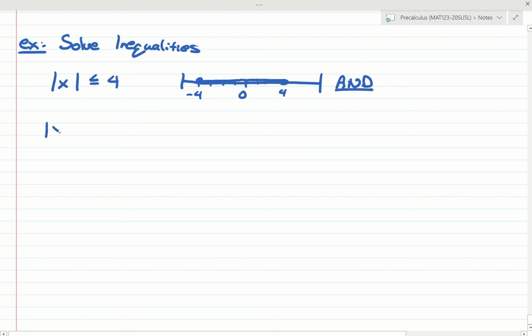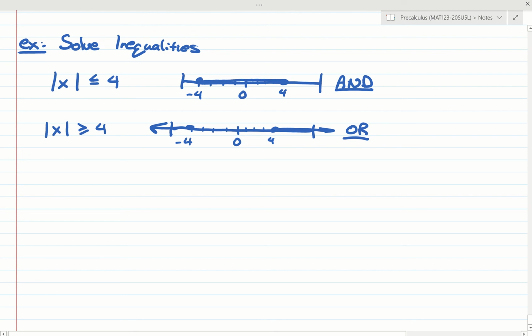What if I did the opposite? What if I said greater than or equal to 4? Well, that means on a number line, all the numbers that are greater than 4 units away from 0. Okay, well, like 5 is, right? All of these numbers are, and all of these numbers are. So this is what an OR problem looks like.